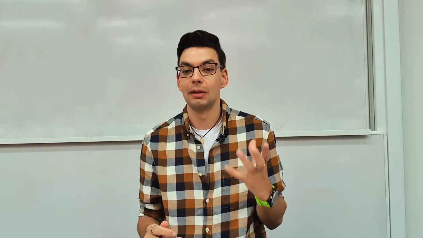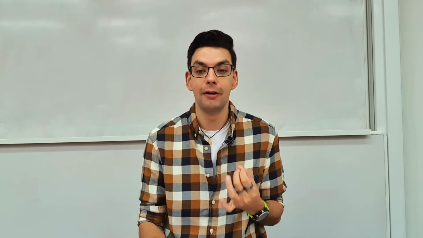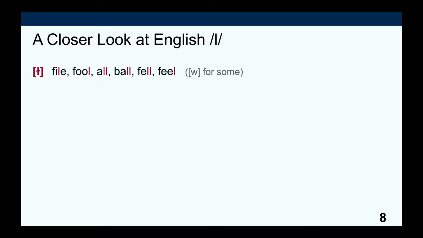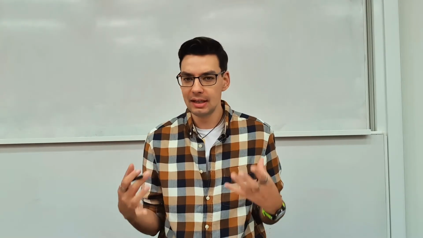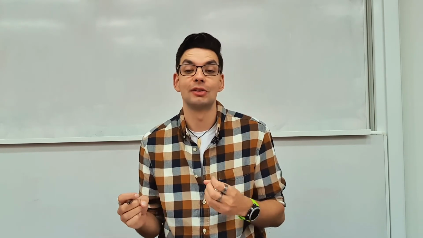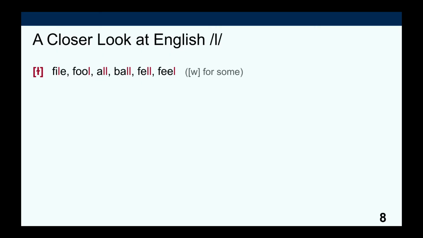The first one that we'll be looking at is what is sometimes called a dark L, a velarized version of L that occurs at the end of syllables. We find this in words such as file, fool, all, ball, feel, and fell. And you can hear that the sound is slightly different to the L that you find, for example, in words such as love and live. File, fool, all, ball, fell, feel.